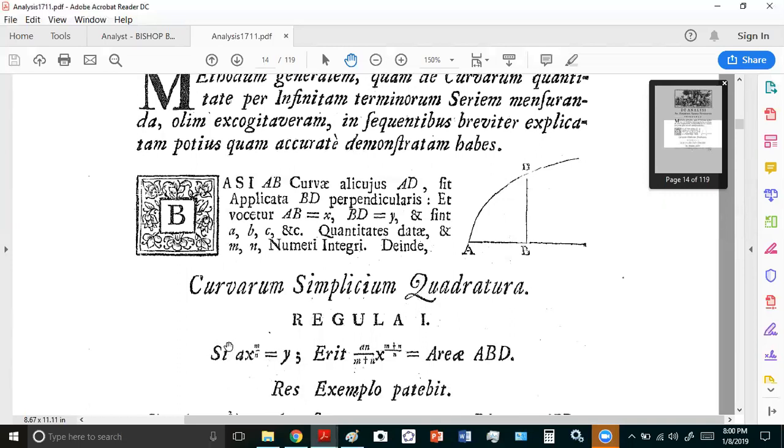And he doesn't really say anything here because he begins by saying, see, if ax to the m over n is equal to y, then it shall be, or erit, this expression is equal to the area of ABD. And that's obviously false because all he's done there is simply said that this here is the primitive function of this one over here. And you'll see that he actually uses this later on to calculate areas. But it's not, strictly speaking, true that this is the area of ABD, okay? In this particular diagram, and in fact, this may not even look like the curve for ABD. But that doesn't matter so much here because he's looking at it generally.